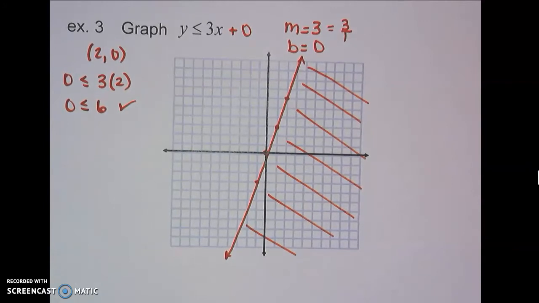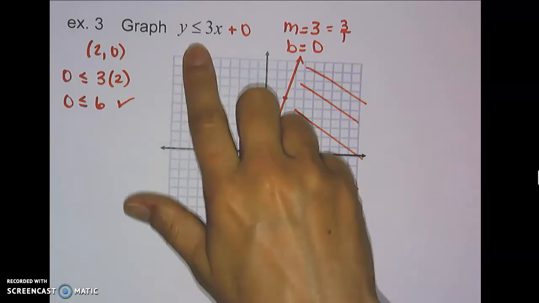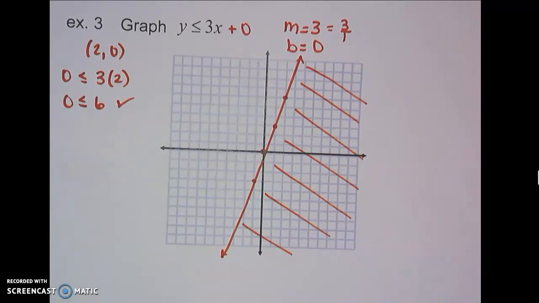Okay, make sure you're following your steps. It needs to be in y equals mx plus b form first. Plot the boundary line exactly like you would do in the past. Make sure you're determining if it's solid or dashed, depending on if it has the equal to piece, and then you're going to shade depending on if it's greater than or less than. You could always test a point as well.